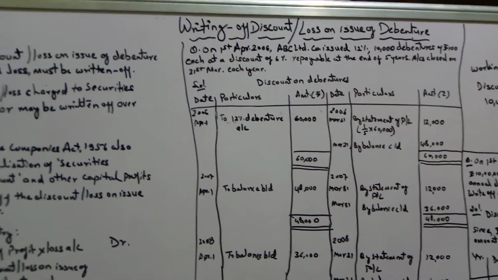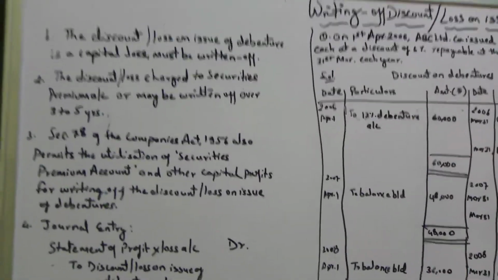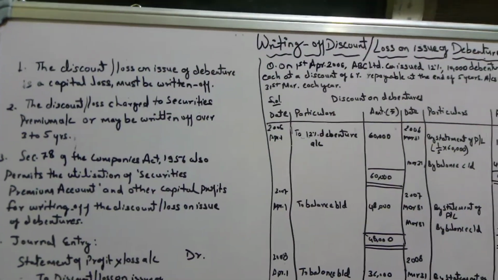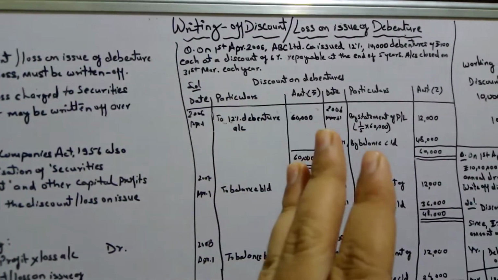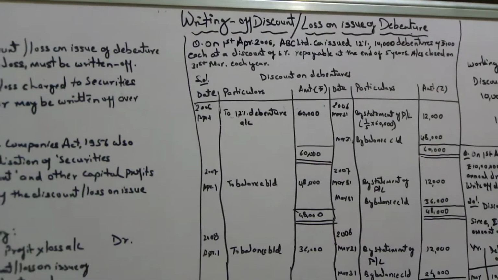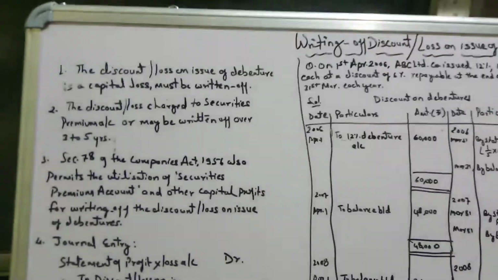So let's see how the treatment goes. The first point, as you can see, I have written on the left-hand side all the important points and concepts regarding writing off of discount, or alternatively known as loss on issue of debentures, and in the middle part I have taken one numerical based on the concept. So let's have a look into the concept.